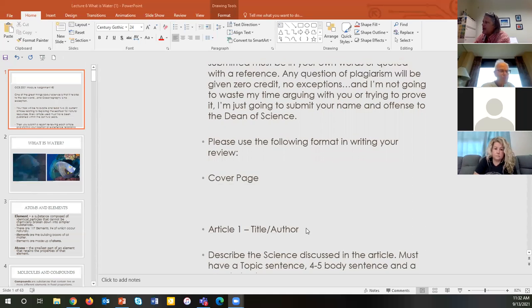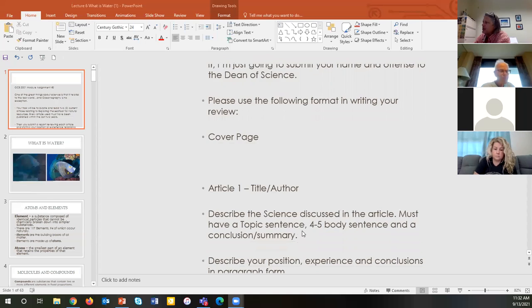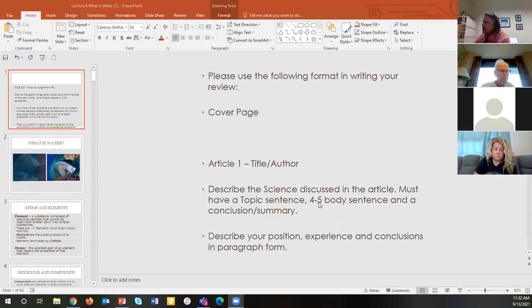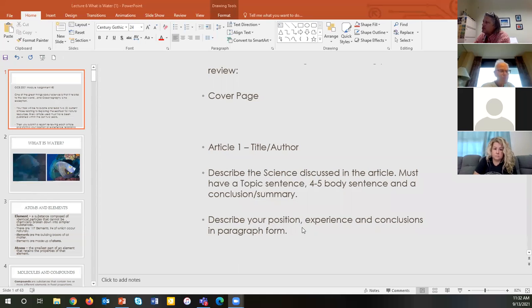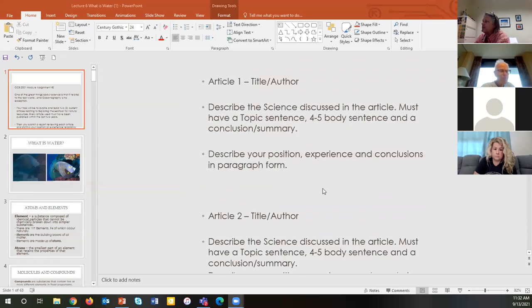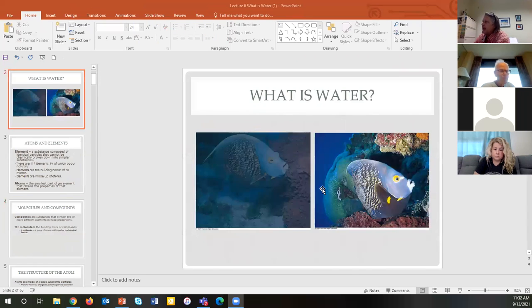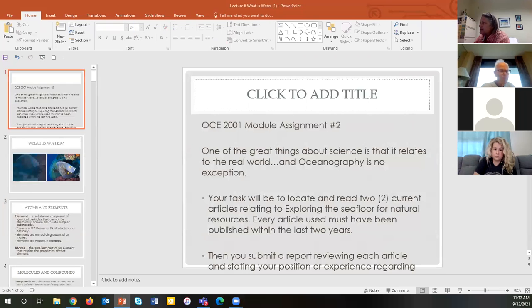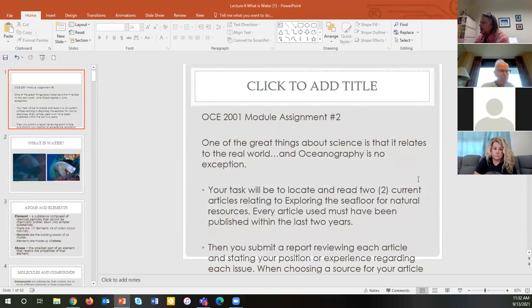You're going to want the cover page, the title, and the author. You're going to do one for each article. So you would have a paragraph on the article, and then a paragraph describing your position or experiences or conclusions or what you learned from the article. So 2 paragraphs per article. And that is basically what we're looking for.